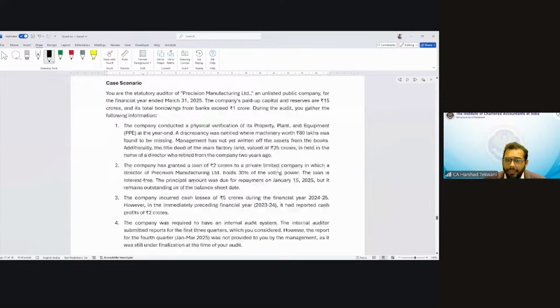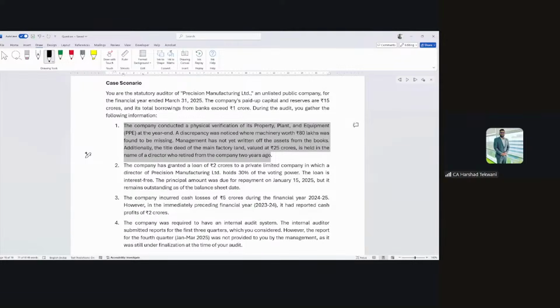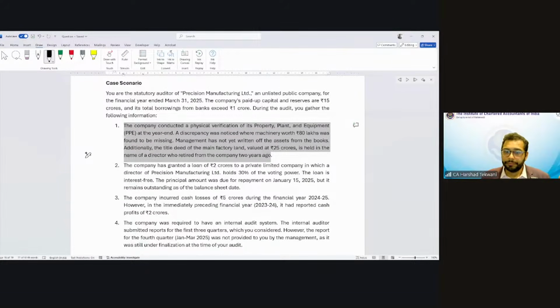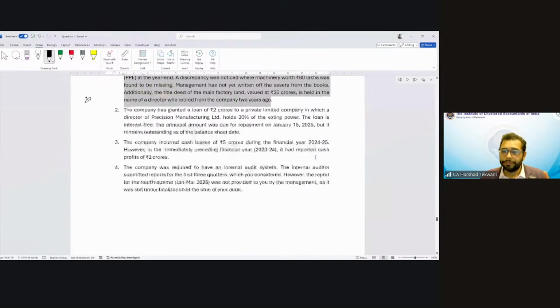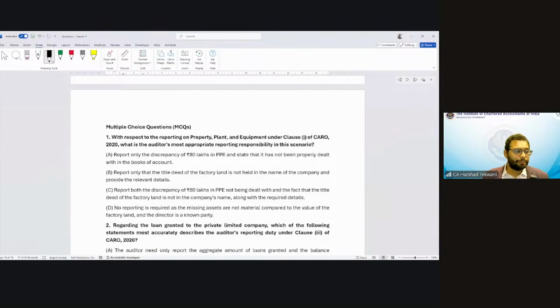So let's again read the particular part. Point number 1. Take a minute, read this, and then we will go to the MCQ again, because the MCQ is in connection with this point. Done reading? Okay. Now, tell me what is the correct option for question number 1? C would be the answer.